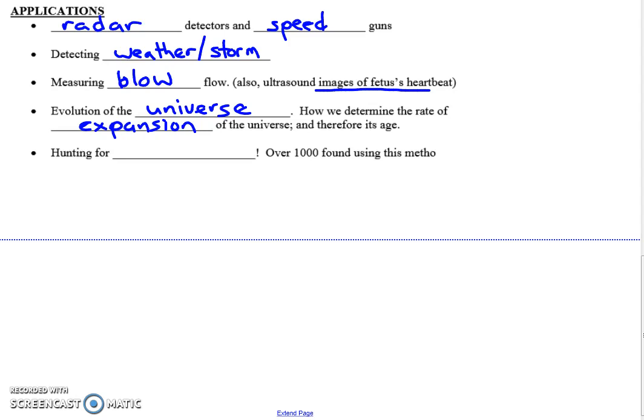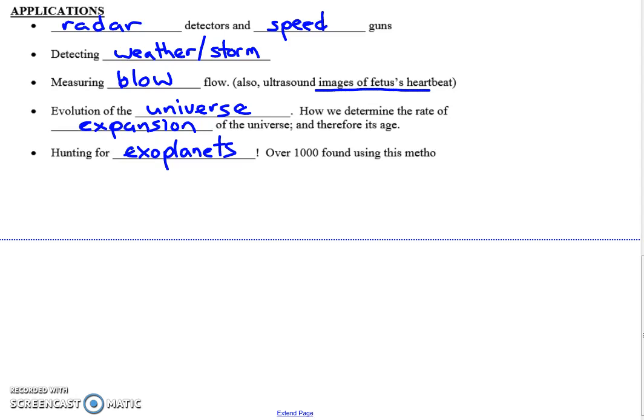And then lastly, something that's really, really cool, and it's fairly recent, and that's hunting for exoplanets. Exoplanets are planets that exist around other stars, outside our solar system. What we can do is look at Doppler shifts in a star's orbit about the center of mass, and from that Doppler shift we can infer that something's orbiting it, and we can get a lot more information. So I'll try to talk to you more about that later.